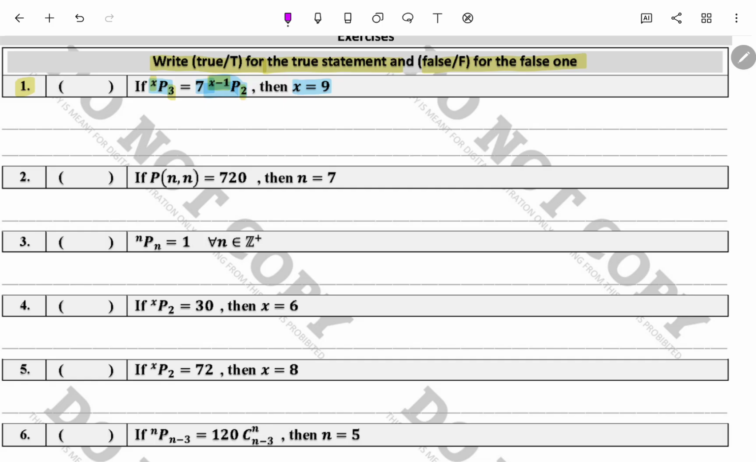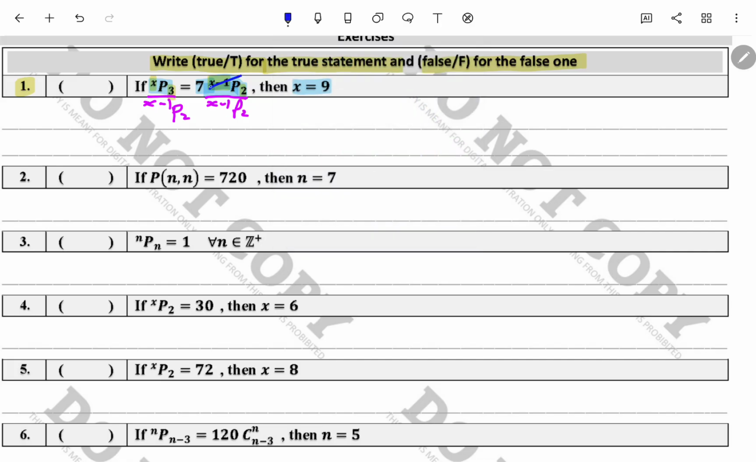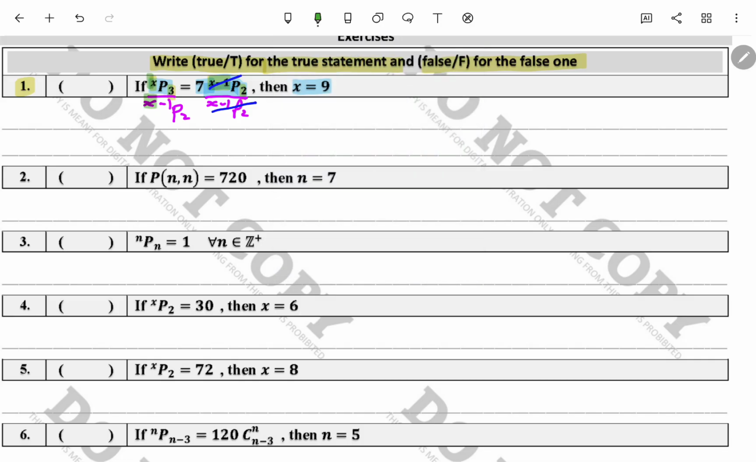So let's divide them both by the smallest permutation, which is this one, (x minus 1) permutation 2. Here also I will divide by (x minus 1) permutation 2. That will allow me to cancel the same factor here with the same factor here. And I can see that I have consecutive factors here and there: x and x minus 1, 3 and 2.